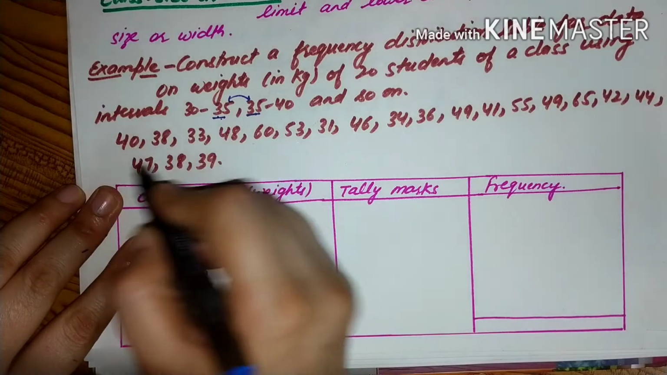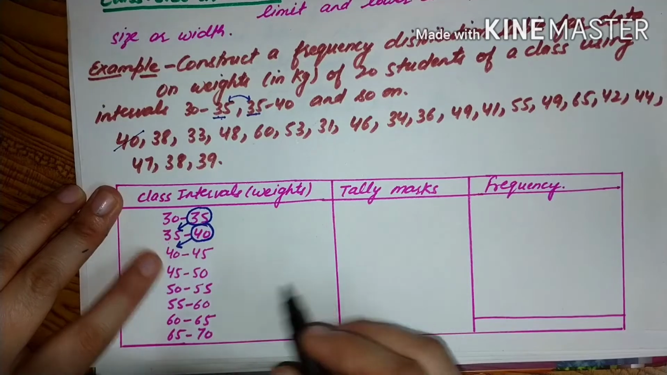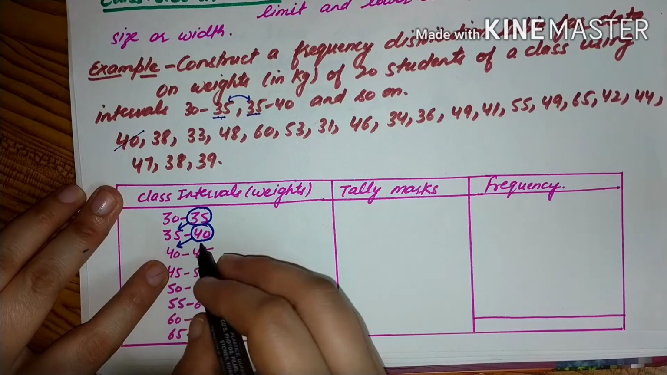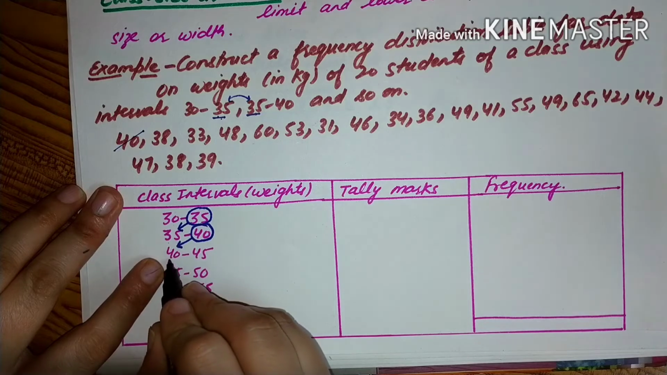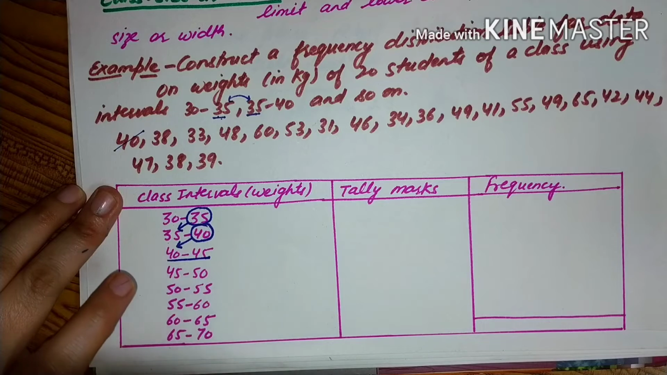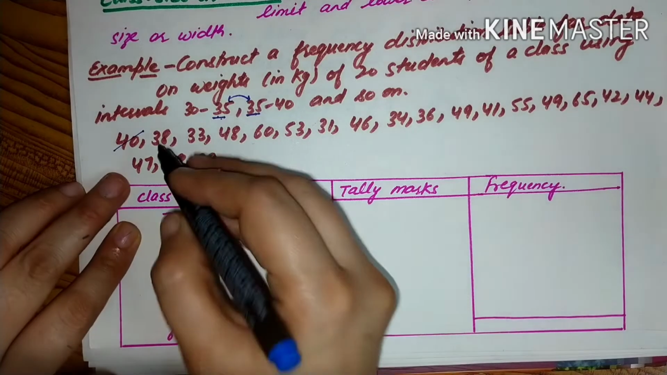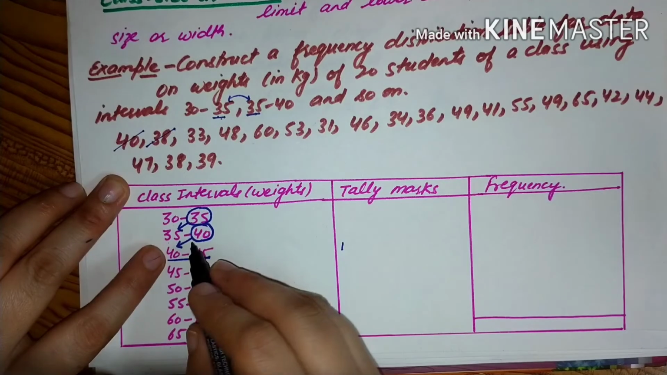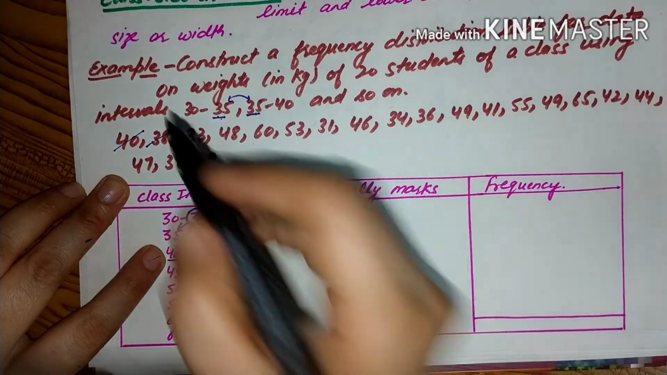Now you can see here the first number is 40, so you will cancel it. And now as I told you, where will 40 lie? 40 will lie in the third interval, that is 40 to 45, not in 35 to 40. So we will put a tally mark over here. Then comes 38. That is very simple, it will lie between 35 to 40.